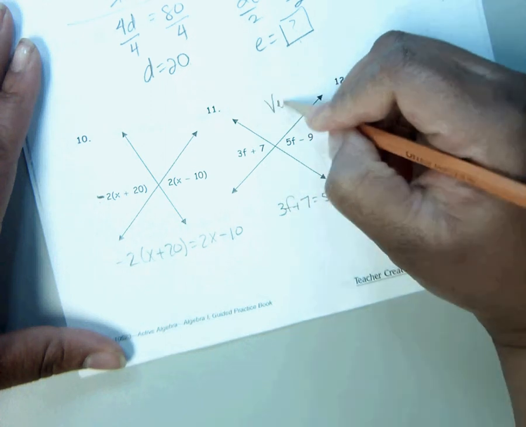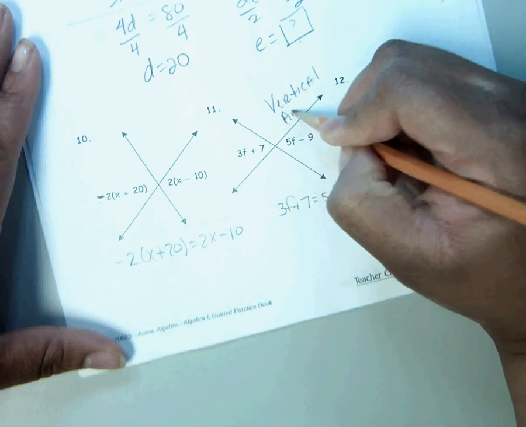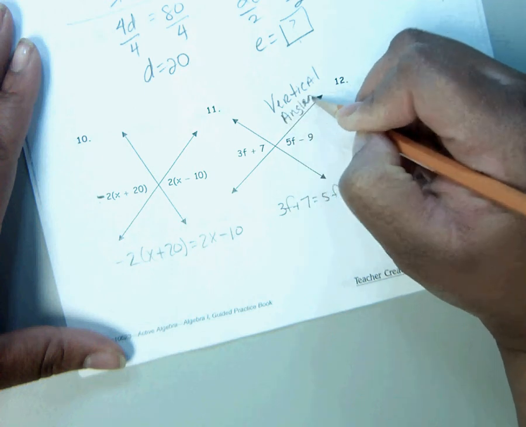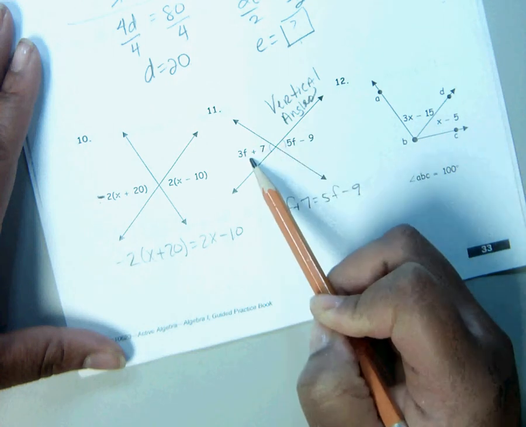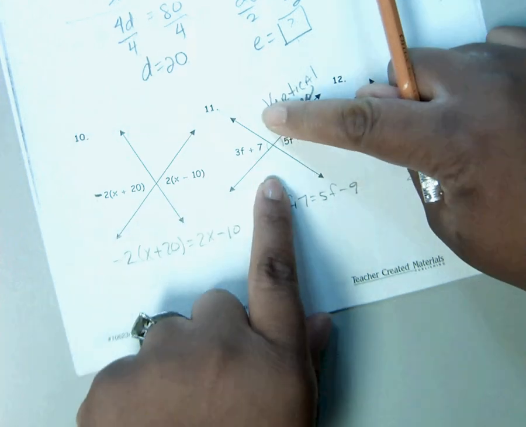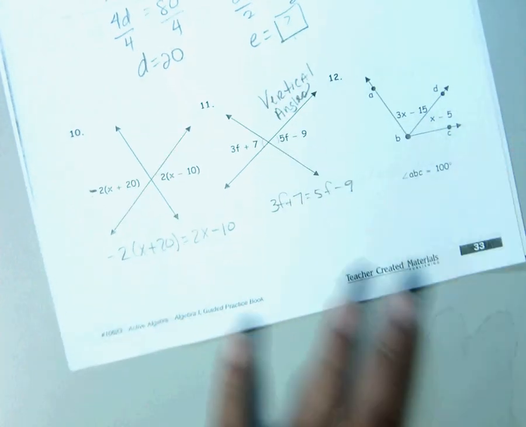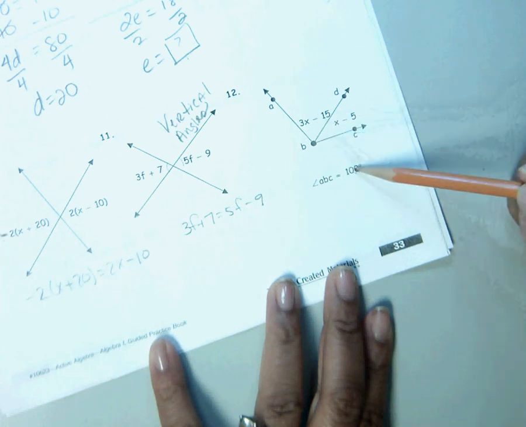And for those that just want to know, this is what you call vertical angles. And vertical angles are always equal to each other. So this angle and this angle. It's on the inside of the x. It could be here or here. You set them equal to each other. So it'd be that. For number 12, it tells you what the measure of the angle is. So you add those two together, set it equal to 100.